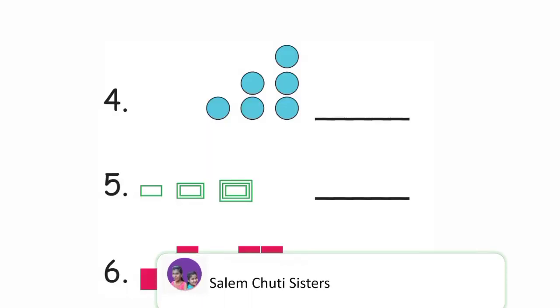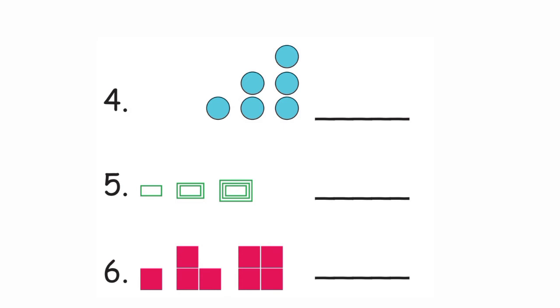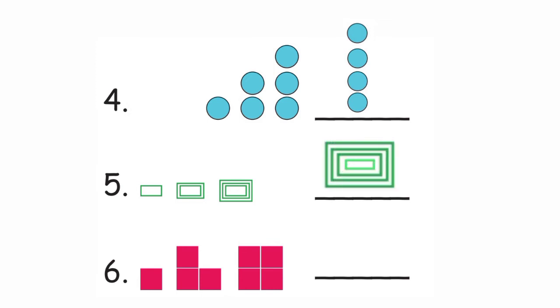Next, fourth question. In this, first 1 circle, next 2 circles, next 3 circles. What will come? Yes, 4 circles. This is so easy, no? Okay, let's go to fifth question. First, 1 rectangle. Next, on top of that, they have drawn another rectangle. Next, another rectangle on top of the second rectangle. So, what is the answer? You tell me. Very good. You should draw another rectangle on top of the third rectangle.